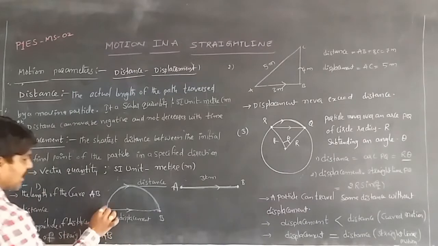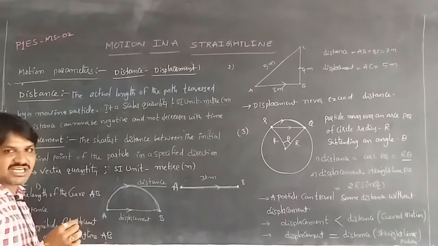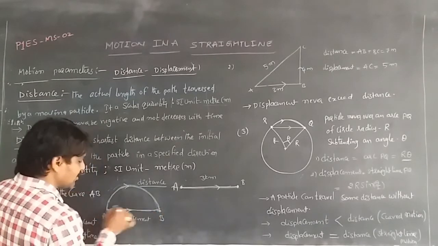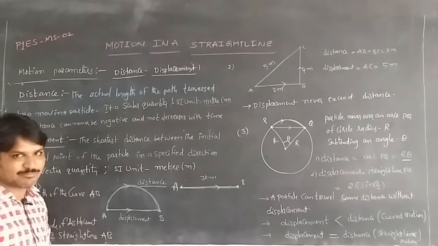Next, here the total length of the curved path A will be the distance, and the shortest distance from the initial point to the final point will be the displacement.